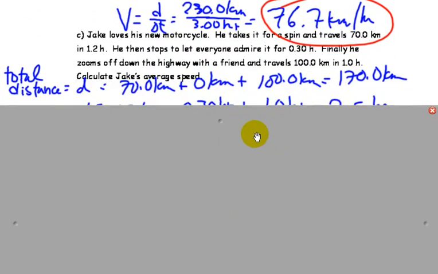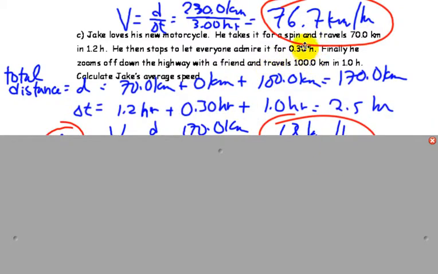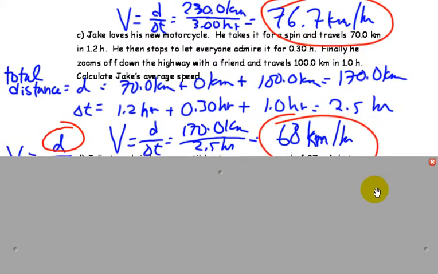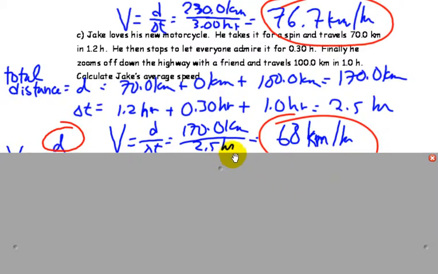So if you had time to do that, the total distance, 70 kilometers, and then for this time period, 0 kilometers, plus 100 kilometers for the third part, because there's basically 3 separate parts there. And then the total time, 1.2 hours, 0.3 hours of doing nothing, but you still include that time, and 1 hour, so that's 2.5 hours. So that's a total of 170 divided by 2.5, 68 kilometers per hour.